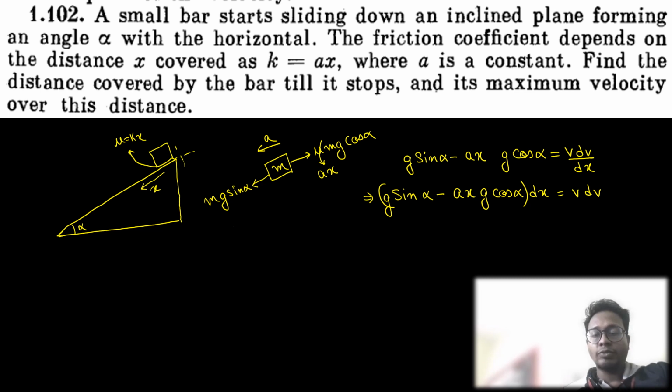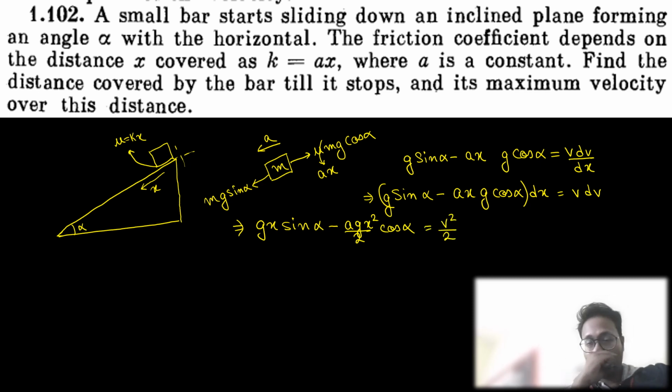If I integrate this, it would come as gx sin alpha minus a g x square by 2 cos alpha is equal to v square by 2.